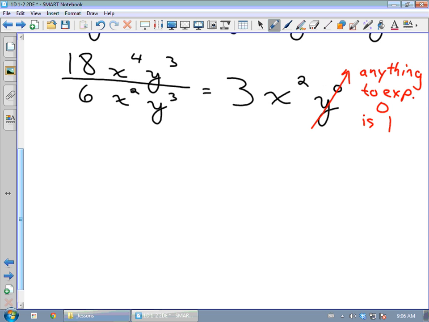Let's try one last one here. 2n to the power of 7 divided by 8n squared. First, we ask ourselves, do we have the same base here? What do you think, Aaron? Do we have the same base? Yeah. So we're going to keep that base, and over here, what are we going to have for our new exponent, Aaron? 5. 7 minus 2.